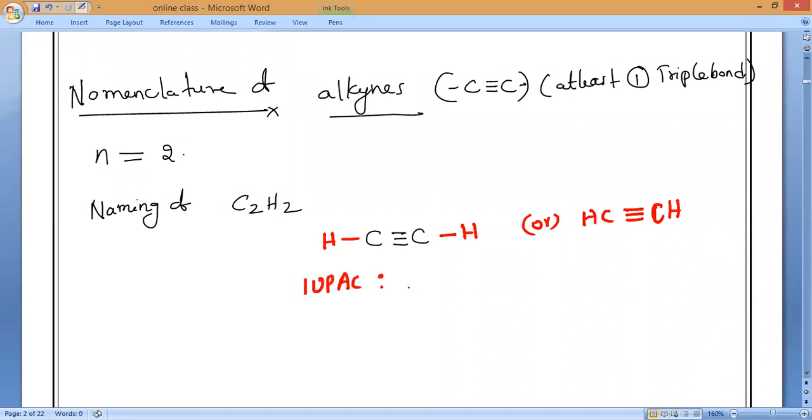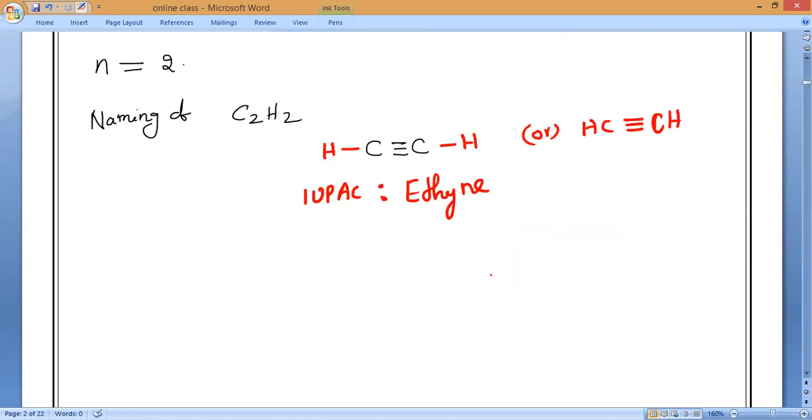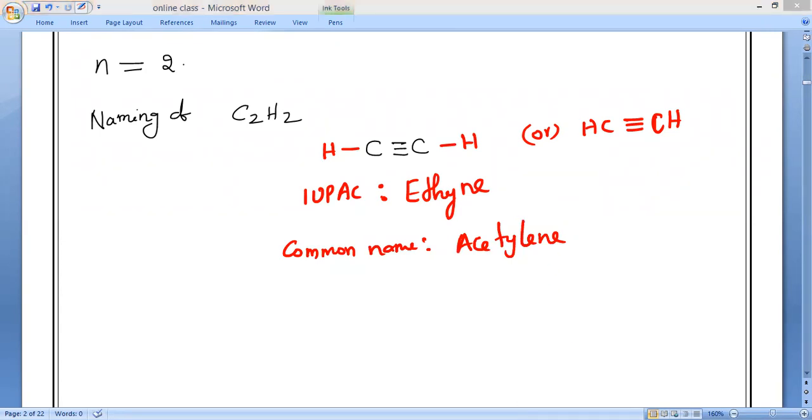Now the IUPAC name. What is the IUPAC name? It is very, very important. Ethyne is the IUPAC name. And the common name is acetylene. This is very important. Many times they will ask you acetylene instead of ethyne, so we get confused. Don't get confused, and learn the common names. In exams, in many places, they give only common names to confuse us. So the first one is acetylene. All of you should remember that.